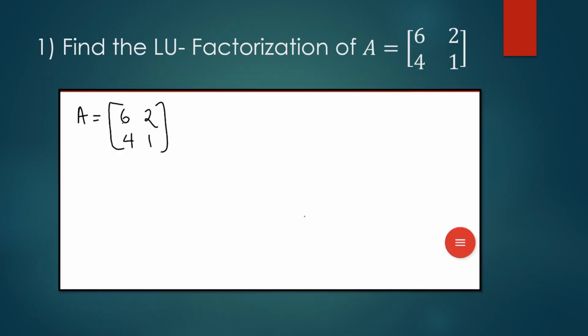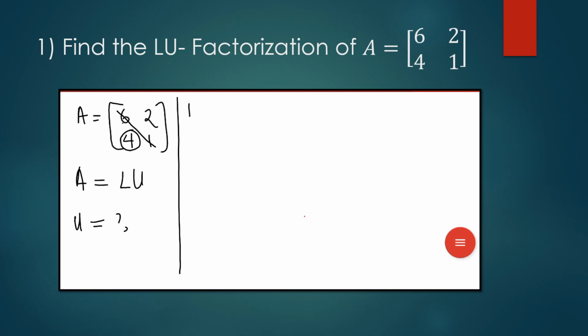Given A equal to [6 2; 4 1], we have to factorize this matrix. It can be factorized using the LU factorization definition, that is A can be written as L into U, where L is the lower triangular matrix and U is the upper triangular matrix. Now by Doolittle's method, first we have to create U, then we have to create L. In order to create U, the upper triangular matrix, all the elements below the diagonal must be 0. So we have to make this 4 to 0. For that we have to apply the row addition method.